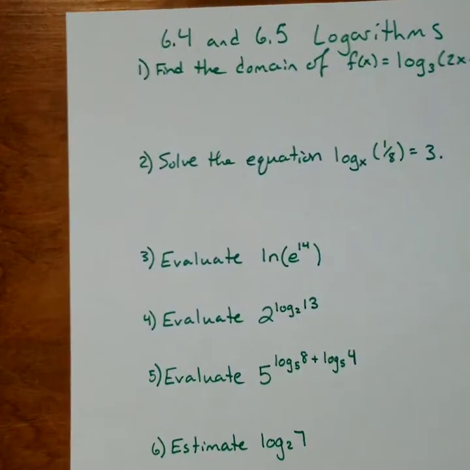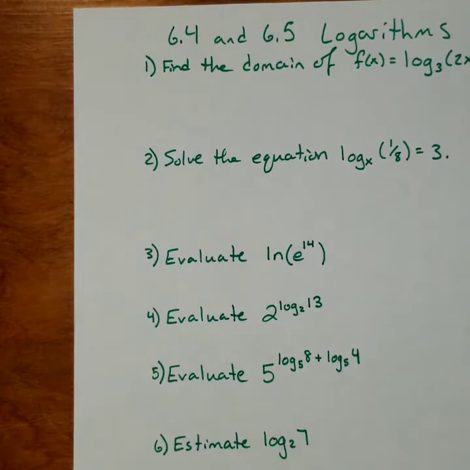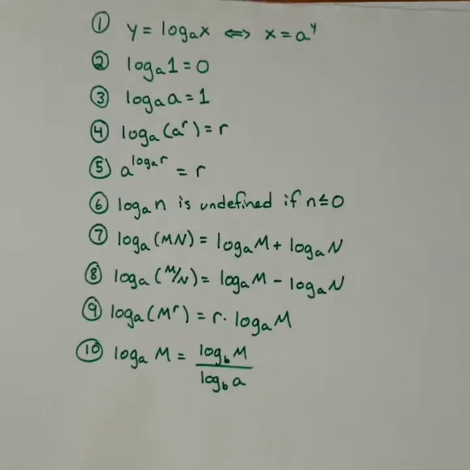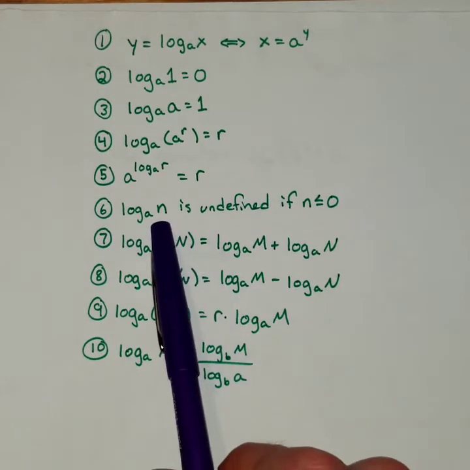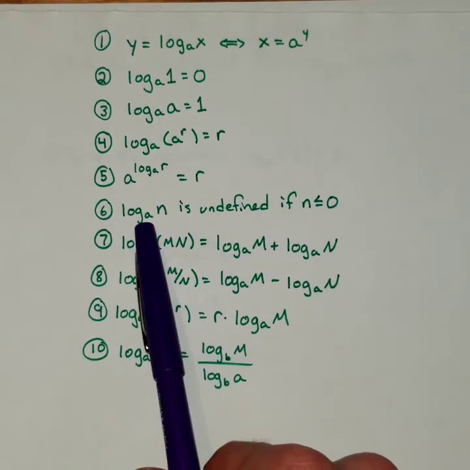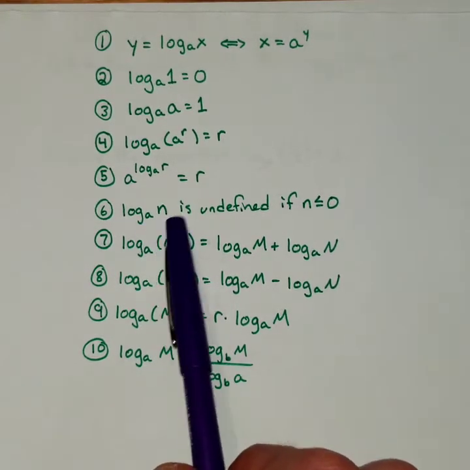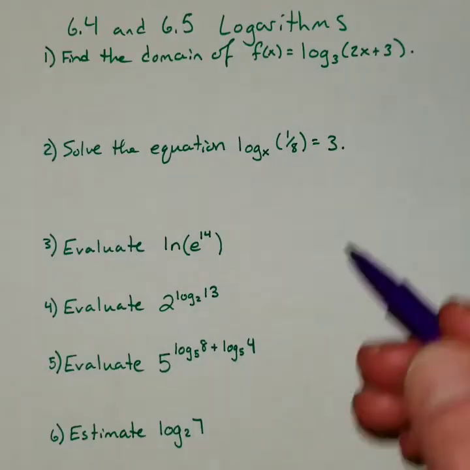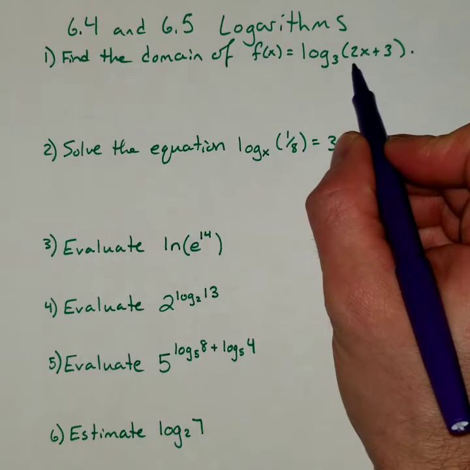So anyway, I have a whole list of problems here. We'll work through them one by one. First thing is finding the domain of a logarithm. This really comes down to the idea, property number 6, that the logarithm is undefined if you plug in a negative or a 0. And so essentially the domain is all positive numbers.